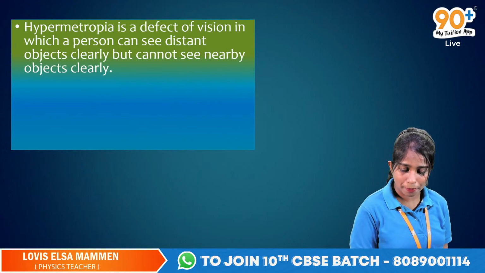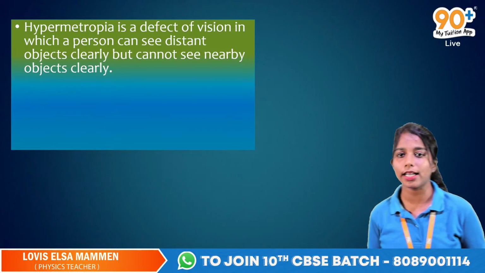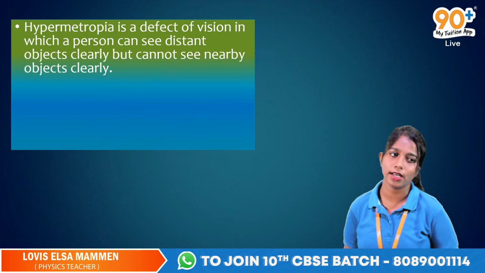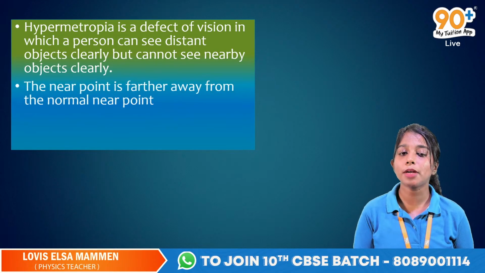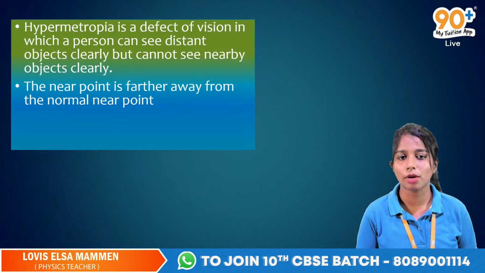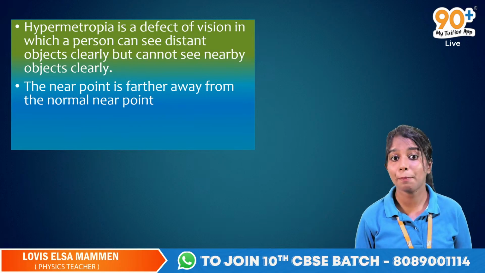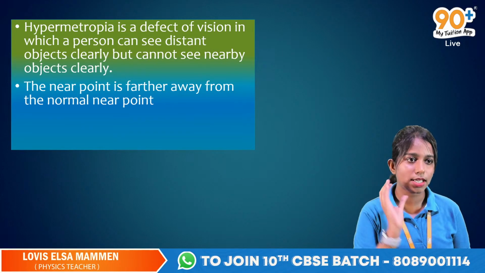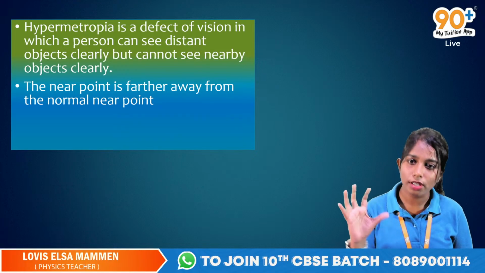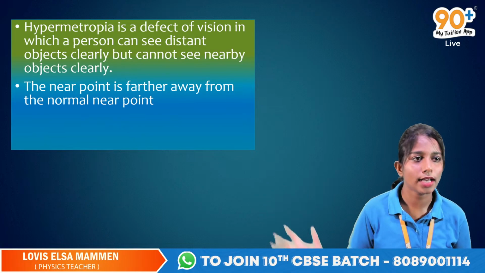So hypermetropia is a defect of vision in which a person can see distant objects clearly but cannot see nearby objects clearly. In this condition, the near point is farther away from the normal near point. This is explained in terms of the near point, while the other was in terms of the far point. In the case of hypermetropia, the condition is due to the difference in the near point.